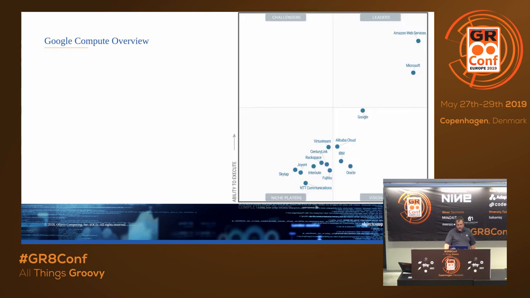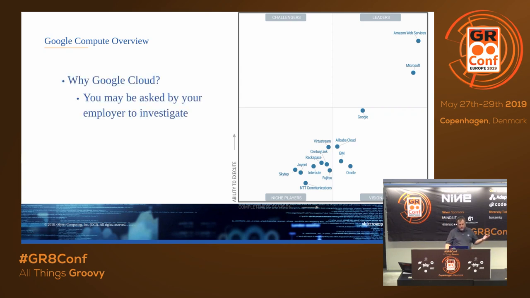This is the high-level stuff. This is about a year old, but this is kind of where the competition sits with Google and Amazon and Microsoft. I think Google's a little bit higher, probably around there right now. They're still kind of in third place, so they're trying to differentiate themselves a lot in machine learning and things like that compared to Amazon, because they're just a little bit behind in that respect.